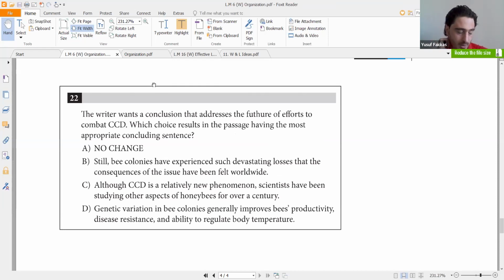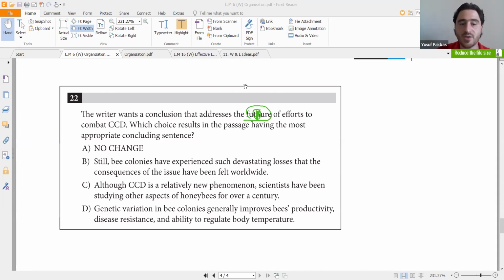And I told you, all you need to do is study the question, highlight the keywords, choose the best conclusion according to what you need in the keywords. Just let me tell you here that here the word is future. So this H is just extra. Okay, the word is future of efforts to combat CCD.